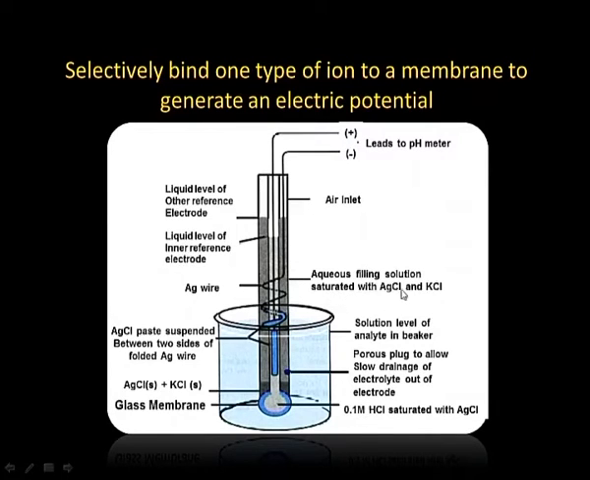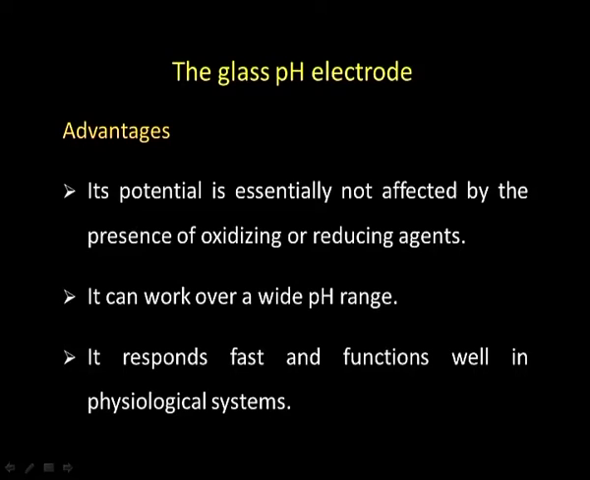The solution of analyte is taken in the beaker and the porous plug is to allow slow drainage of electrolyte out of the electrode. In the glass membrane, just above the glass membrane, 0.1 molar HCl saturated with silver chloride is filled. The glass pH electrode has several advantages.